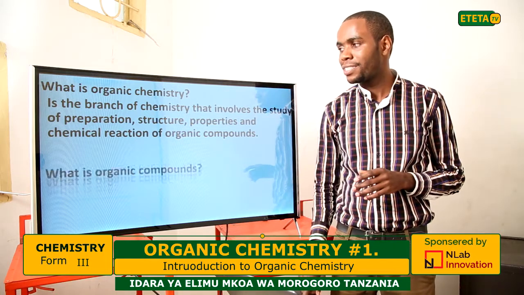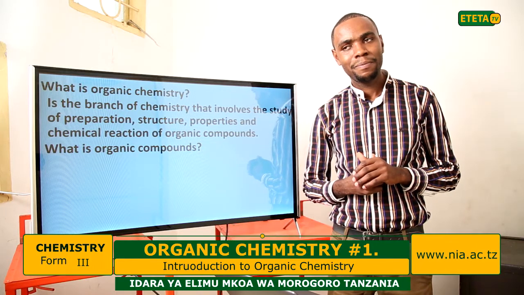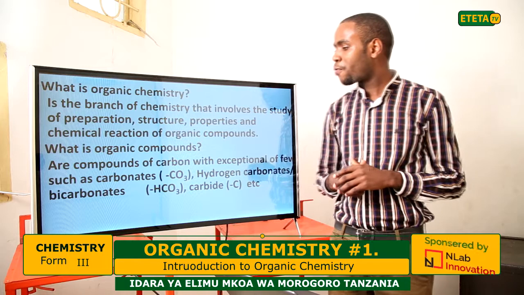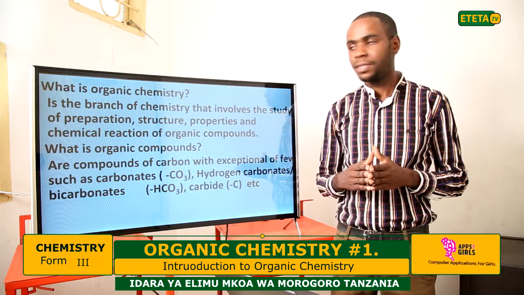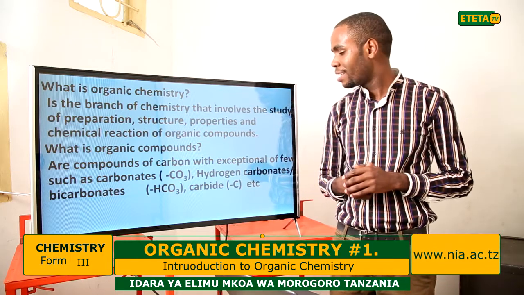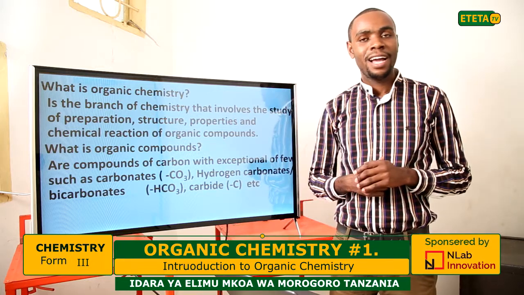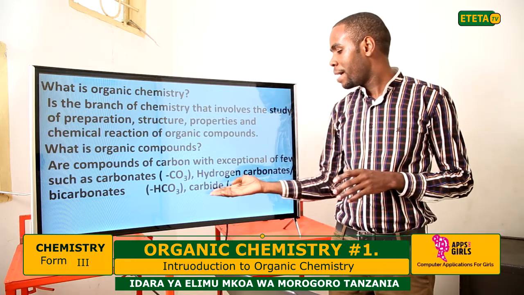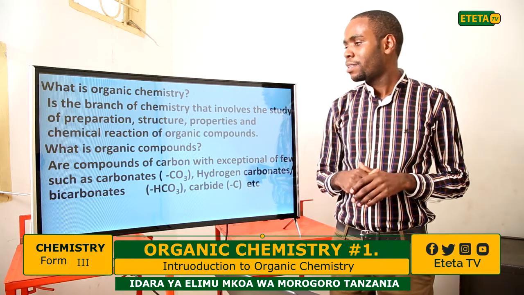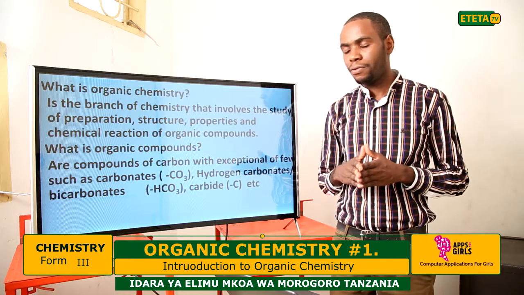Now, what is organic compound? Student, can you define organic compound? Okay, organic compounds by definition you can say are compounds of carbon with the exception of few, such as carbonate, which contain carbon but it is not organic compound, hydrogen carbonate or bicarbonate, which also contain carbon but it is not organic compound, carbide, which contain carbon but it is not organic compound. So the organic compounds are compounds of carbon with the exception of few.